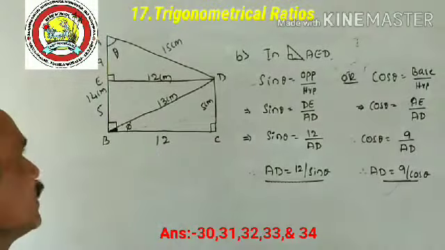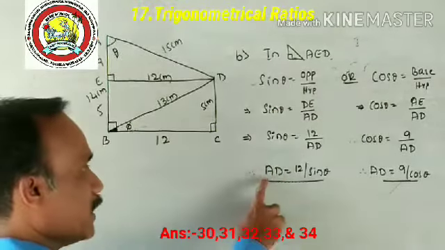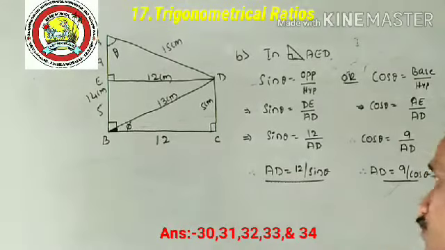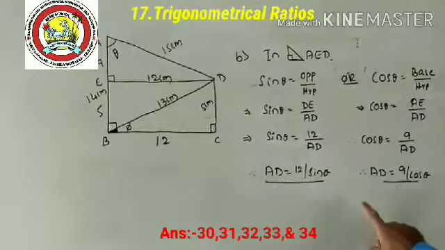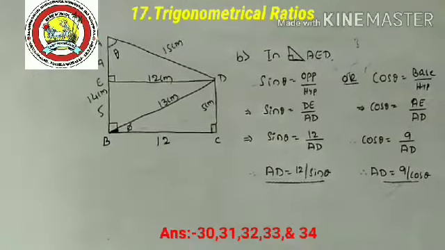Consider the right angle triangle AED, write sin theta and cos theta and replace the value. Now AD in terms of theta, that is 12 by sin theta, one answer, and another one, AD is equal to 9 by cos theta. Okay, right.